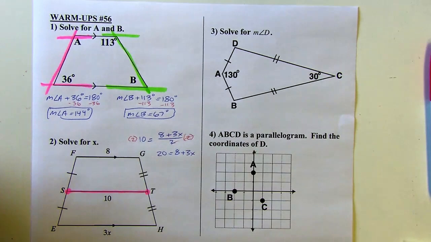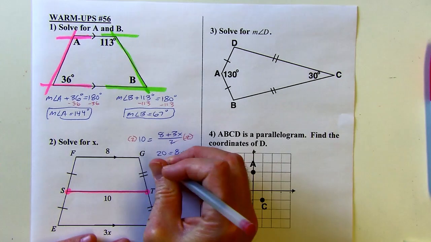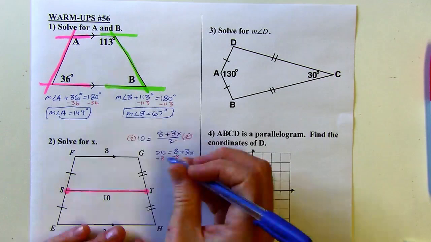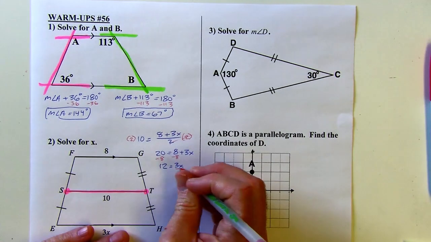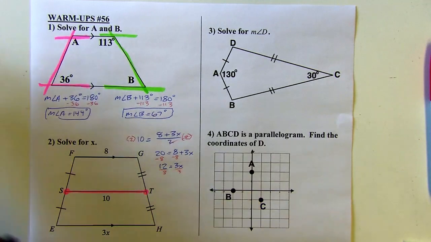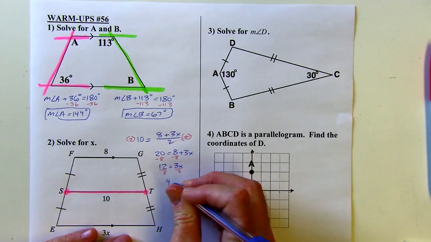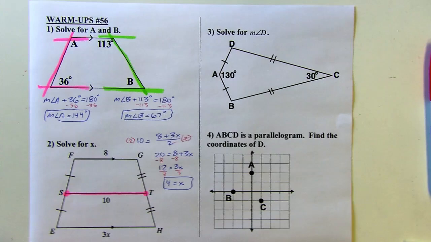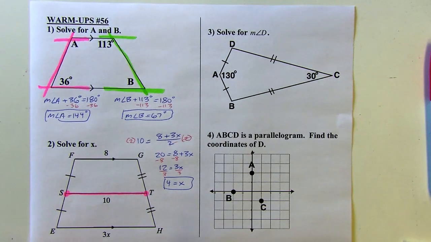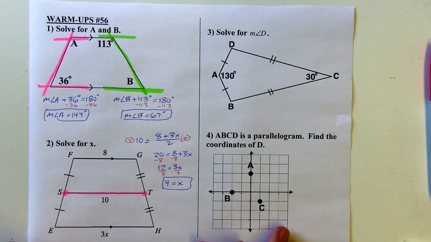I'm trying to isolate x, so let's subtract 8 and divide by 3. Okay, solving for x. Yep, that's what we're doing. Okay. All right, next up we've got a kite.